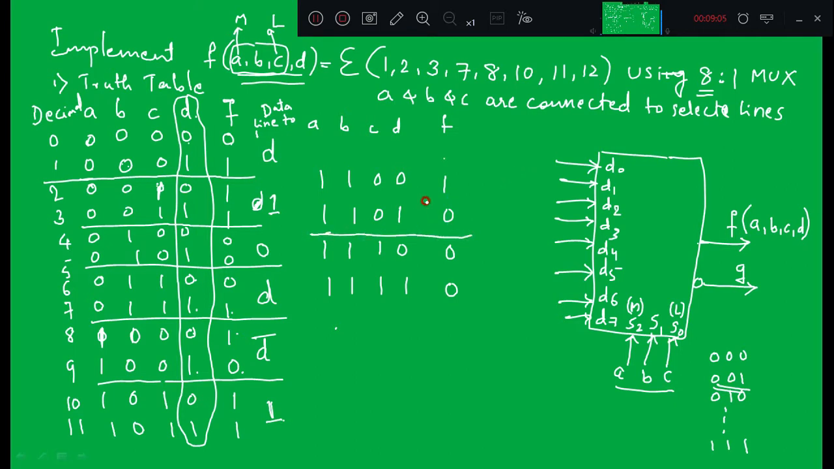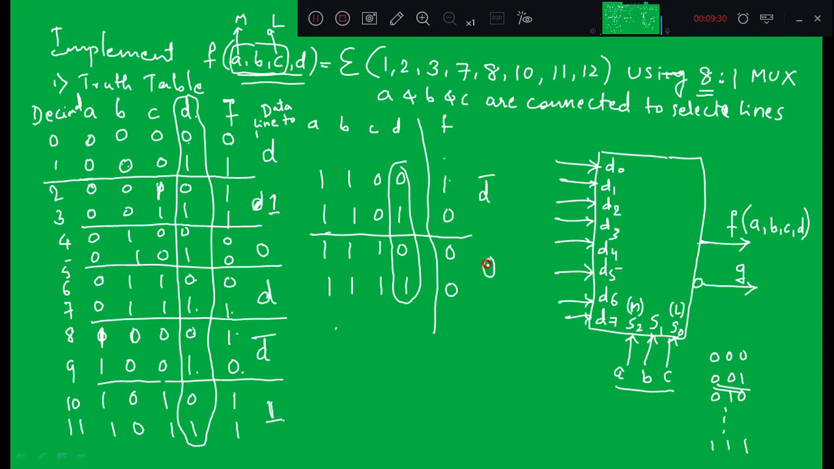Next, the seventh combination, 110, right? I'll mark it again. So 01 and 10: F is the complement of D, so the data line to be connected is D bar. Next, 00, the output is 0, right?